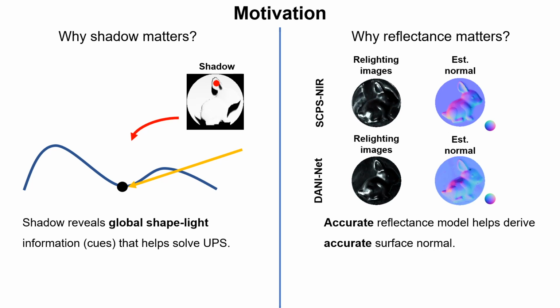The second question is about the importance of an accurate reflectance model. This is answered by the fact that the inverse rendering loss acts as the driving force for parameter updates. Given its significance in the rendering equations, an accurate reflectance model plays an important role in deriving accurate surface normals. Based on these insights, we have proposed two crucial methods in DANI-Net.